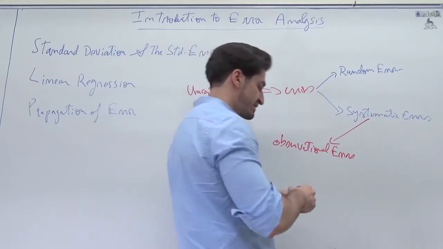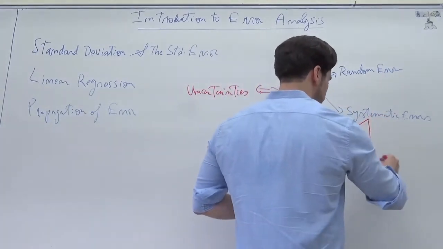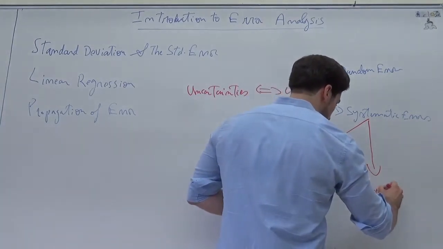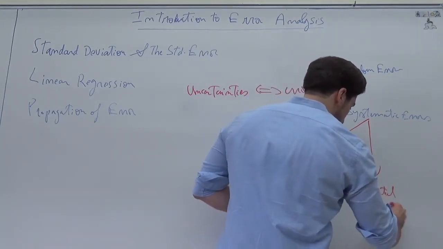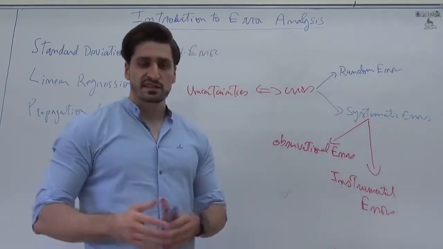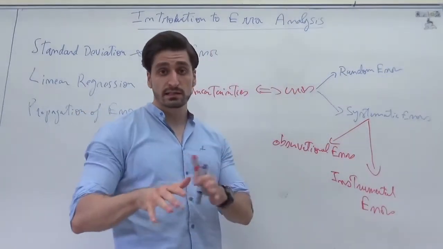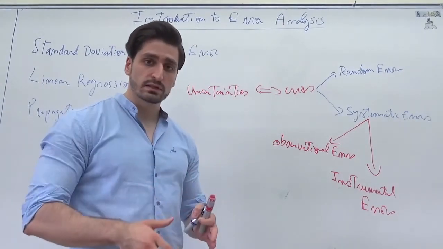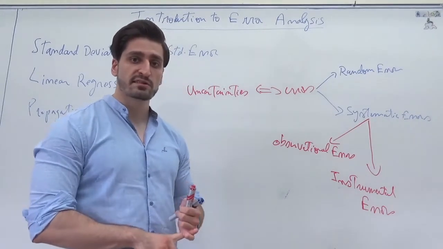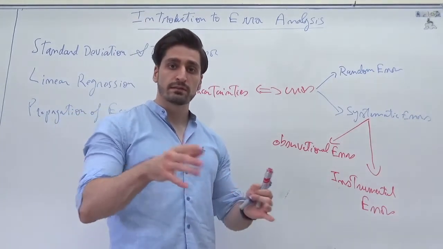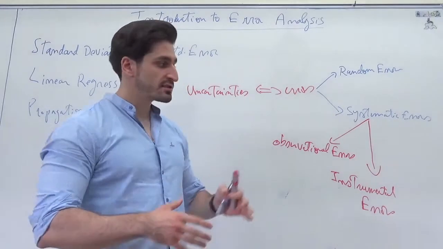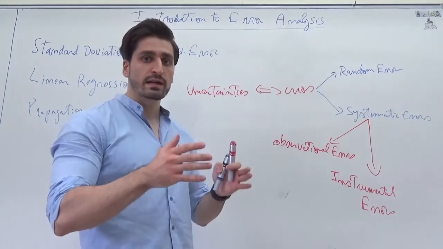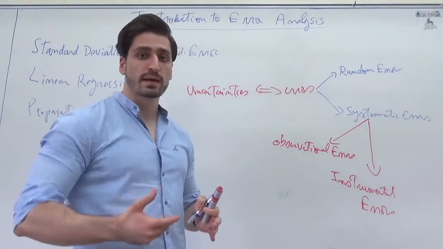Then we have the second subcategory within the systematic errors, which is called the instrumental errors. The instrumental errors are errors that are strictly related to the apparatus that you are using. For example, they can be attributed to poor calibration of the apparatus, or to any defect that the apparatus can embody. So whenever you are dealing with an apparatus that has a certain malfunction in it, you can define that as an instrumental error.